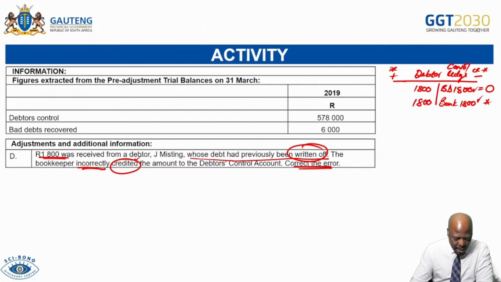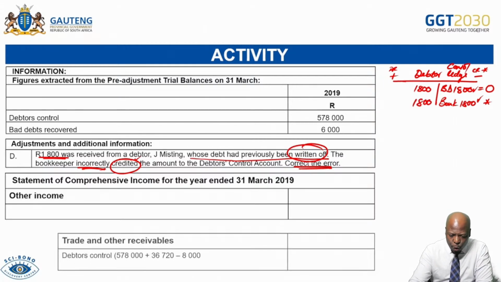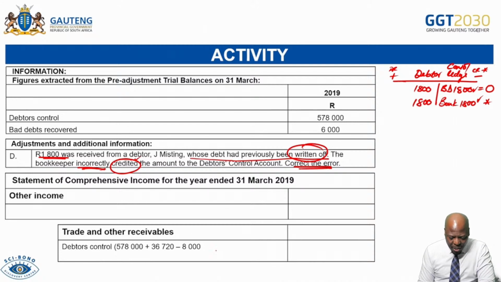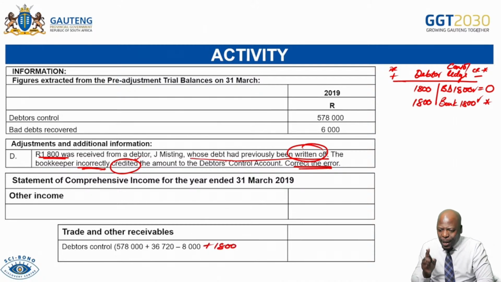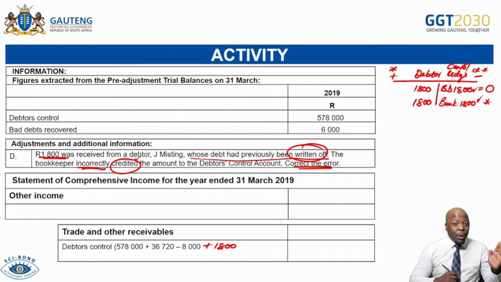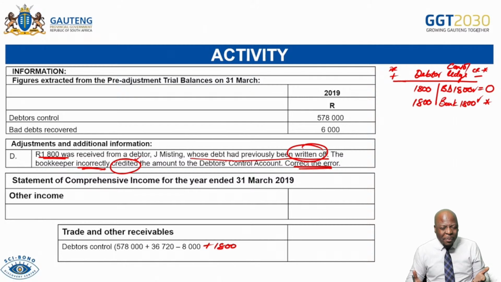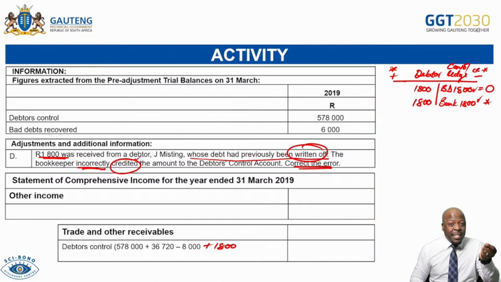So what that means is I'm coming to my debtors' control, and I'm going to say plus 1,800. I am correcting the error that was done by the bookkeeper. The bookkeeper credited this 1.8 when the account was written off. Now, what was the bookkeeper supposed to do then? There are two accounts that the bookkeeper was supposed to open immediately when the money is received from a debt that was previously written off.